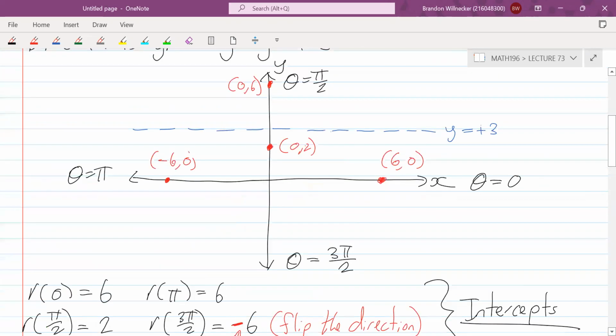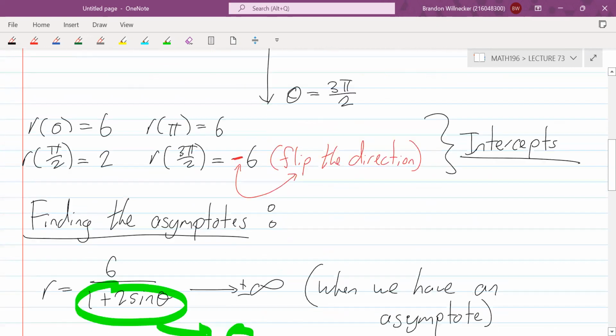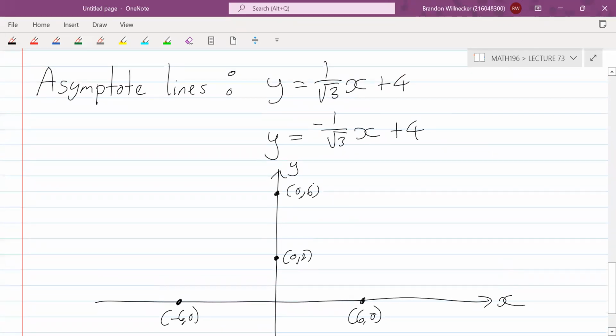The two y-intercepts we found were 0, 2 and 0, 6. 0, 2, somewhere here. 0, 6, somewhere here. And then the center of the asymptote lines, the intersection, is going to be at 0, 4. So that's somewhere here. Let's put that in red.